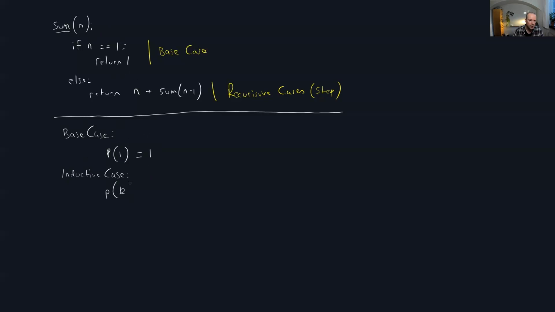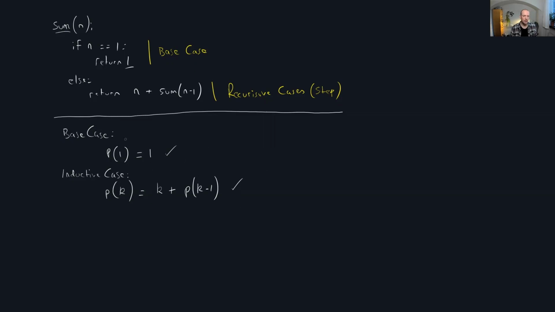Okay, and then if we look at the inductive case, well, we change our variable to k. And what's that going to be? Well, we just look at the recursive line here, and basically we'll return k plus p of k minus 1. Okay, and then we can basically say this is a true statement. So the arithmetic sum of 1 is indeed 1. We return that in our base case.